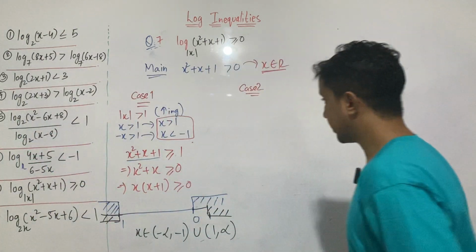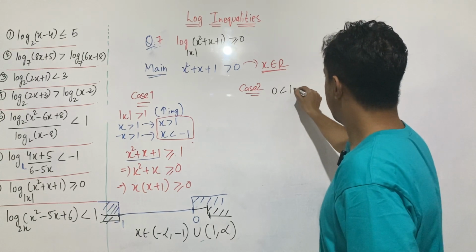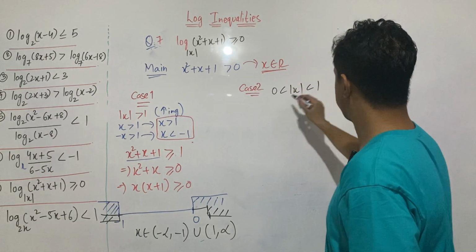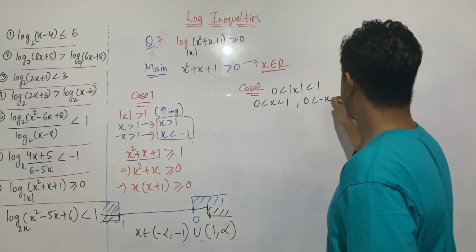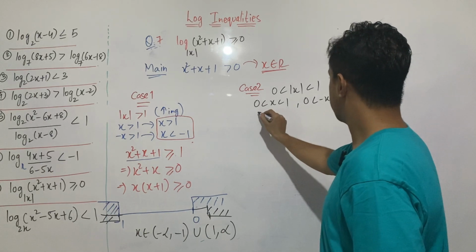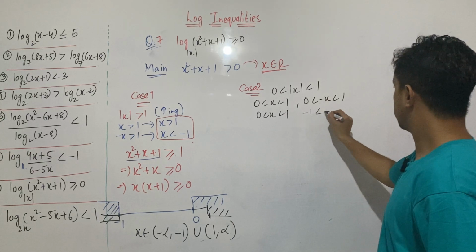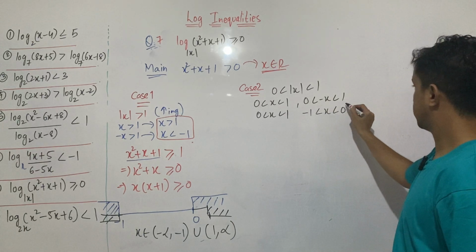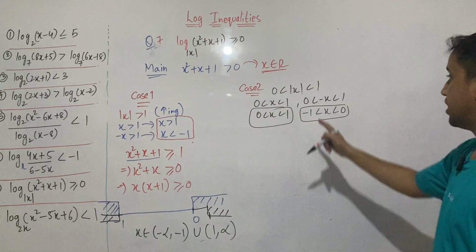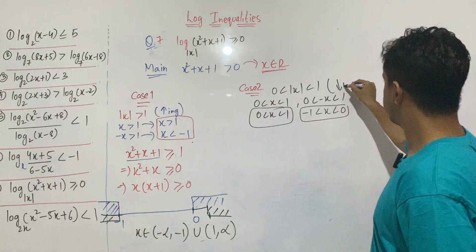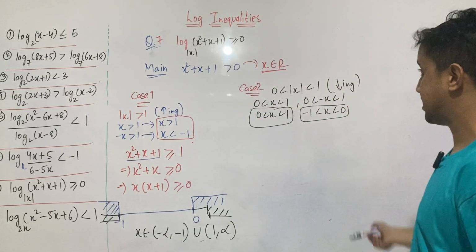Now we can take case number 2. Case 2 says that mod x should be between 0 and 1. So here x is less than 1, and minus x is less than 1, which means x is greater than minus 1. So these are going to be two conditions, and here it's going to be a decreasing function, so the sign of the inequality will get reversed.